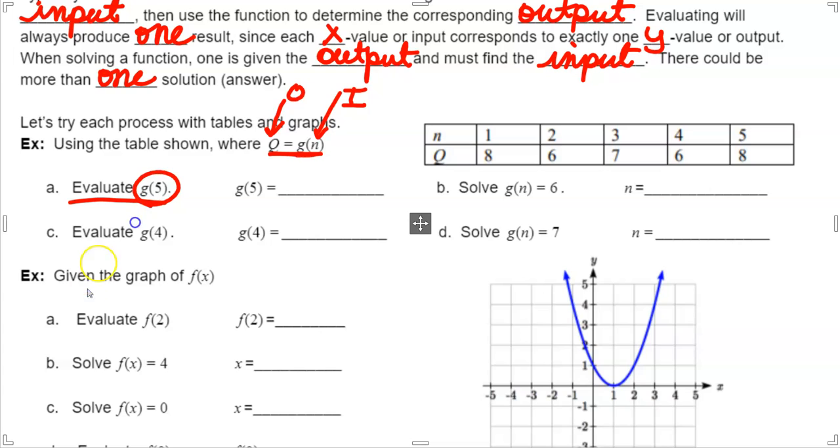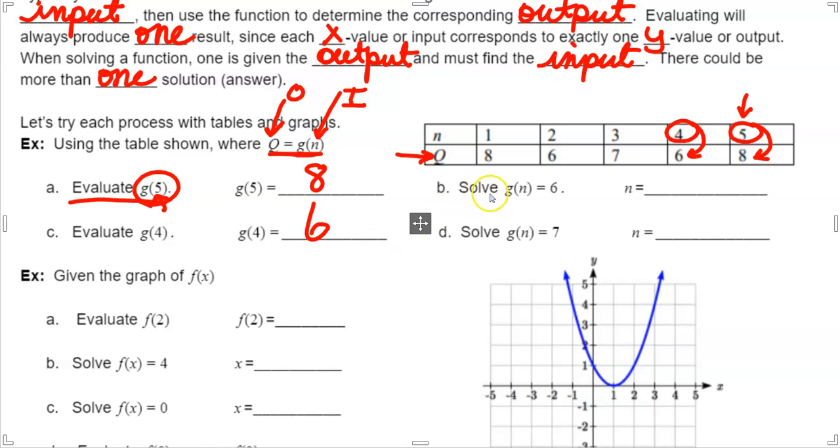All right, so if we want to evaluate g of 5, basically we're asking if my input is 5, when I ask for g of 5, it's asking for the output q. So if I look for n equaling 5, which is right here, I need to look at the corresponding y value or output. Therefore, g of 5 is equal to 8. Now let's move down below that and ask for the value of g of 4. What is g of 4? Again, I'm looking for the output or the q value when n equals 4, and it corresponds to 6. Therefore, g of 4 is equal to 6.